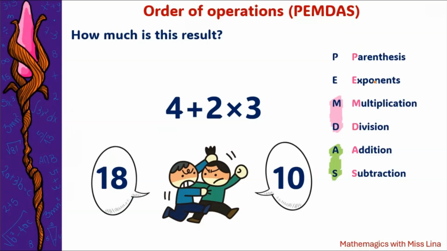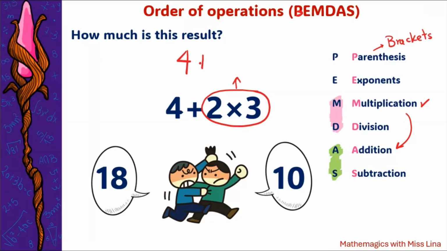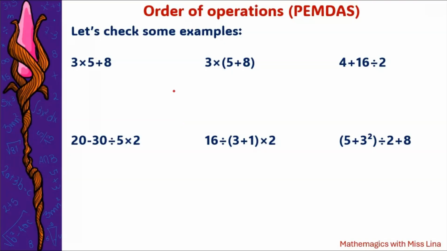Taking into account PEMDAS, which sometimes you will see as BEMDAS because parentheses are also called brackets, the multiplication has more priority than the addition. That means this is the one we need to do first. So this becomes 4 plus the result of the multiplication, 2 times 3, which is 6. Then at the end, the result is 10. Told you. But let's check some more examples so this becomes easier.